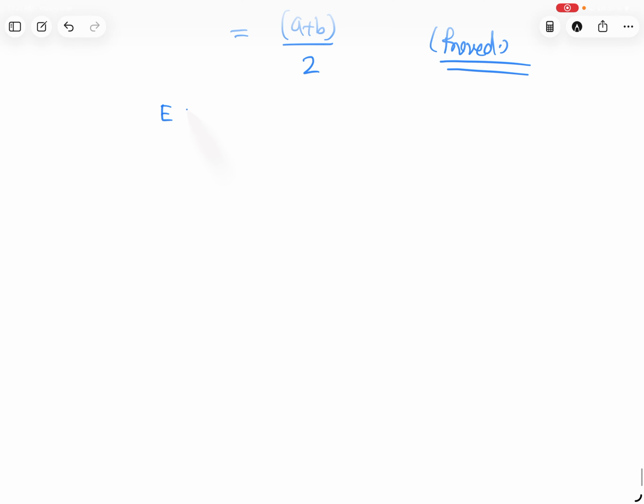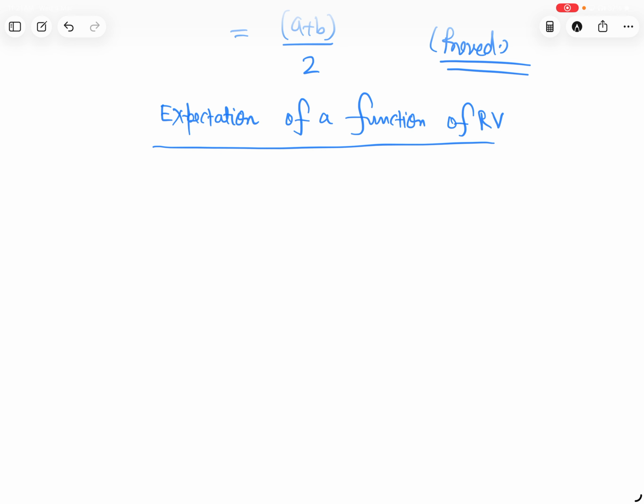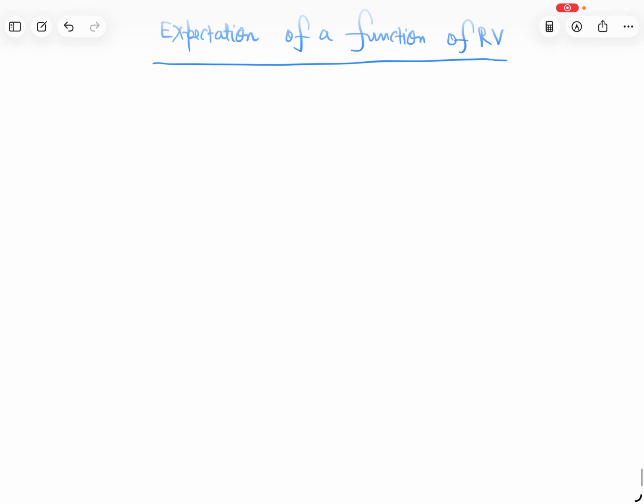Now we are going to study expectation of a function of a random variable. Theorem. Let X be a random variable and let Y is equal to h(X).